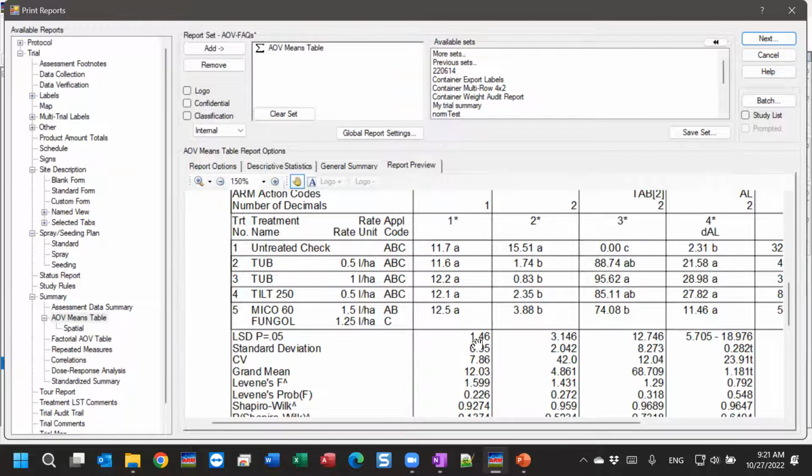Or if we were running the LSD test, maybe we even ran it ourselves using the LSD value to compare values. It says, well, this should be different. How come it's not?